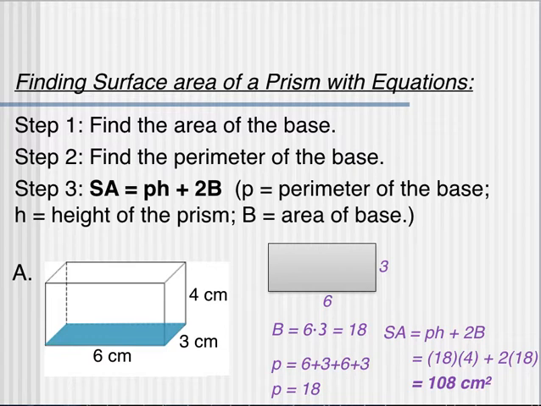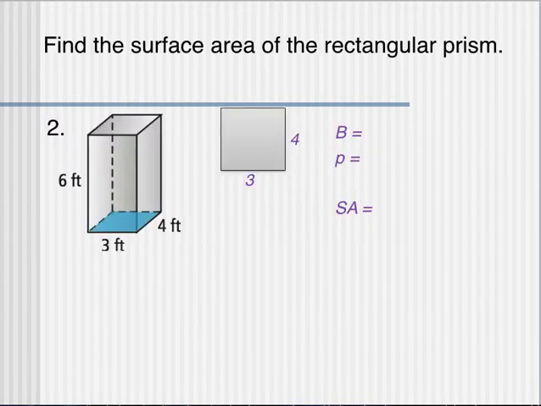We'll go through one more together. First, highlight the base and copy it on the side. Take a moment to calculate the area of the base, capital B, and write that down, and to calculate the perimeter of that base and write that down.